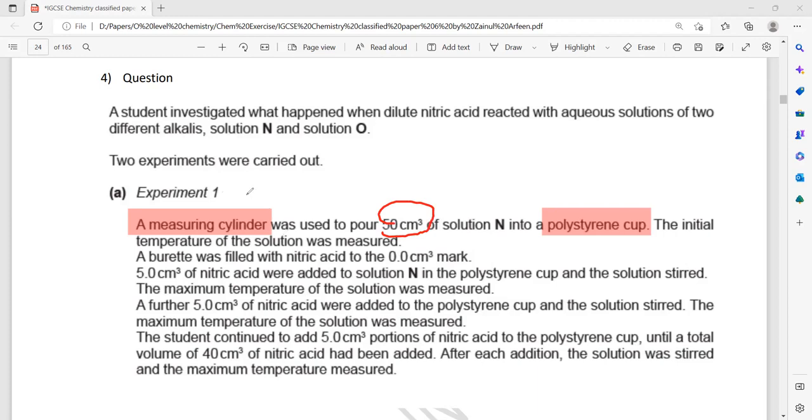So what might be an error? Use of a measuring cylinder is an error. Use a pipette or a burette. And another thing you can mention is use of a polystyrene cup without a lid. So use a lid on the polystyrene cup, or use lagging or insulation around it.